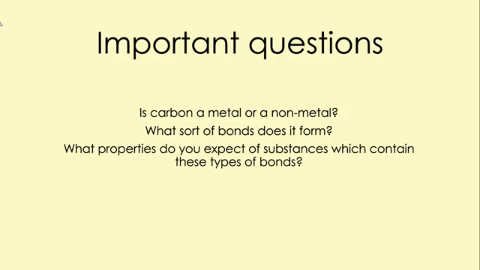Okay, hopefully we can recognise from its position on the right-hand side of the periodic table that carbon's a non-metal, and therefore it's going to form covalent bonds if it's reacting with other non-metals. Carbon, because it's in group 4, doesn't really do ionic compounds. Based on what we did in the last lesson, we'd expect that carbon will form small molecules, and they're going to have low melting and boiling points because of the weak forces between those molecules.